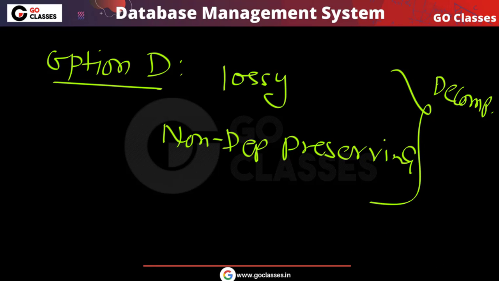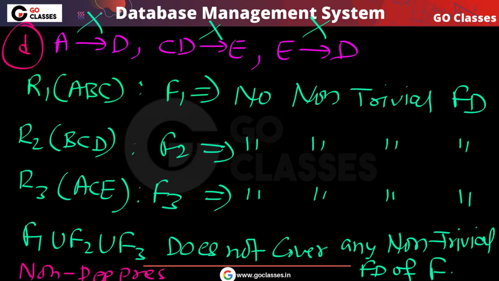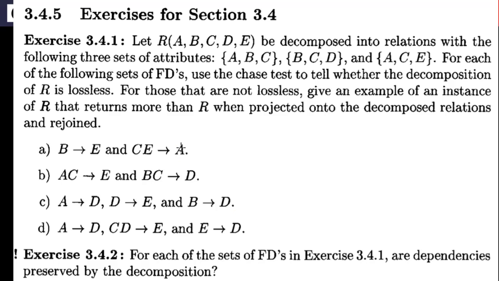So this is how you can solve this question. This is a question from the book by Ullman. You can find it in the second edition of the database book by Ullman. We have already done all four options. In each option we have seen whether the decomposition is lossless or lossy, and we have also seen whether the decomposition is dependency preserving or not dependency preserving.